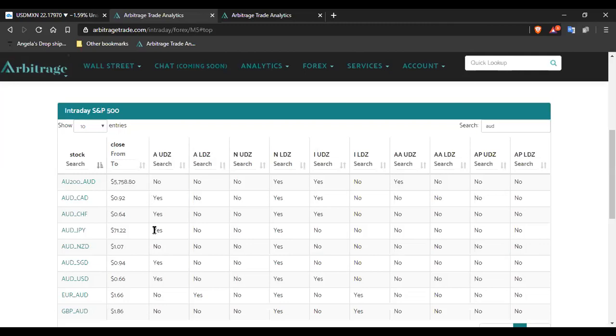AUD JPY is another one. It's at the upper danger zone. So I'm going to write them down, and then I'll confirm it on the 1 hour. Upper danger zone.